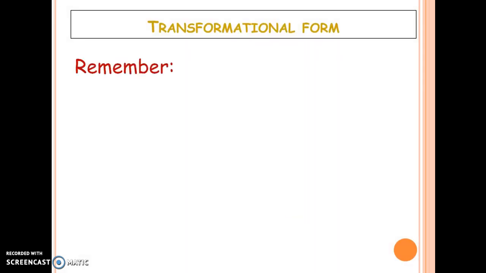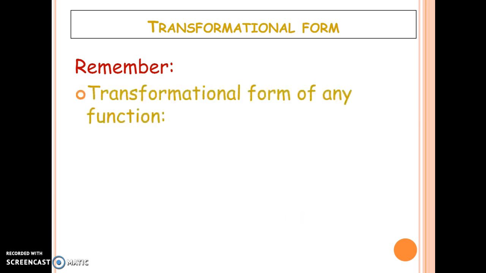So remember from a previous lesson on the transformations that can occur, transformational form of any function is of the form f(x) = a times b times (x - h) + k, where a and b represent the stretch or compress of the function, h is the horizontal shift left or right, k is the vertical shift up or down, and if a or b are negative, then that represents a reflection over the x-axis or the y-axis.